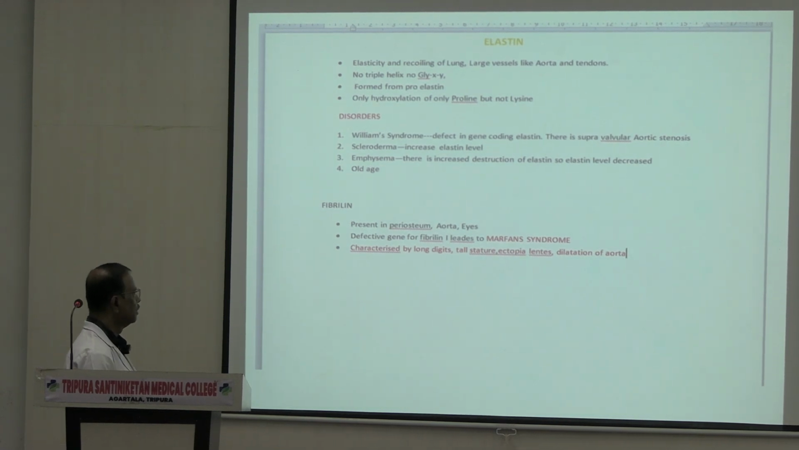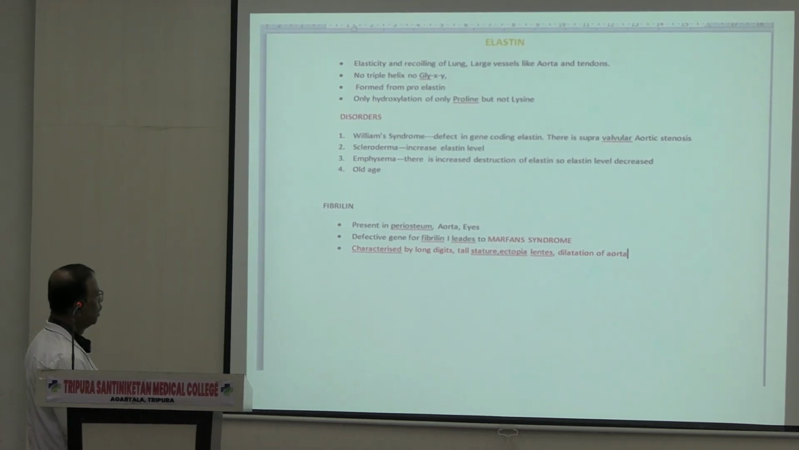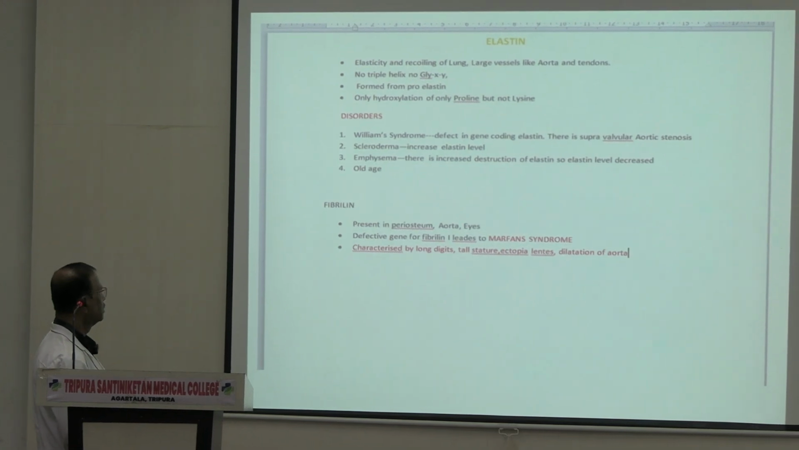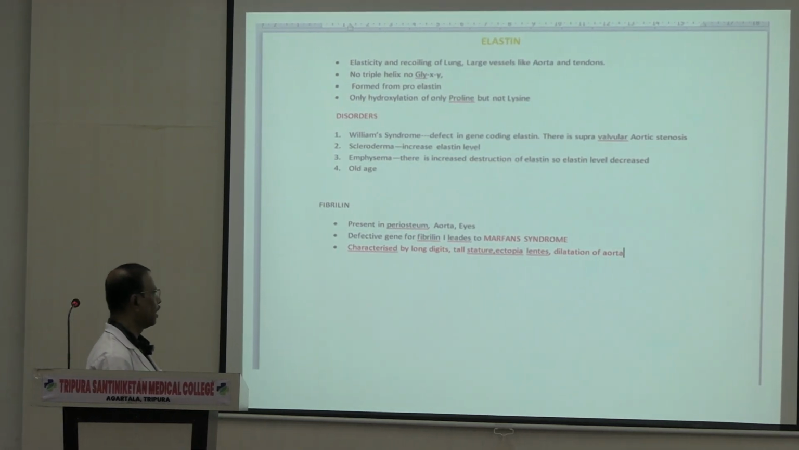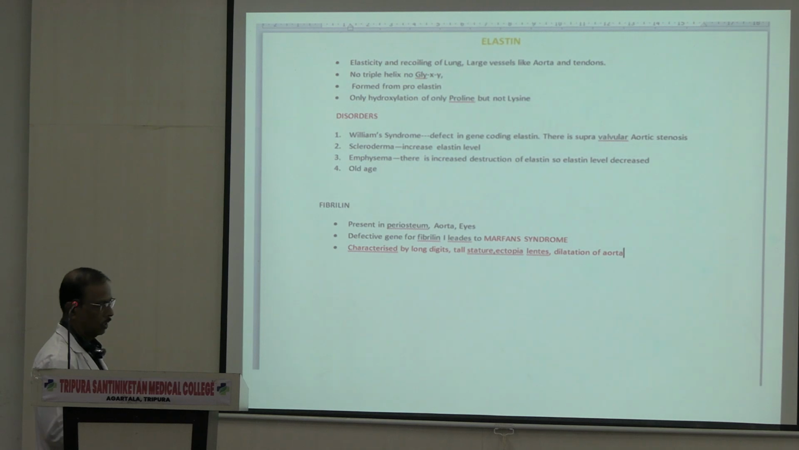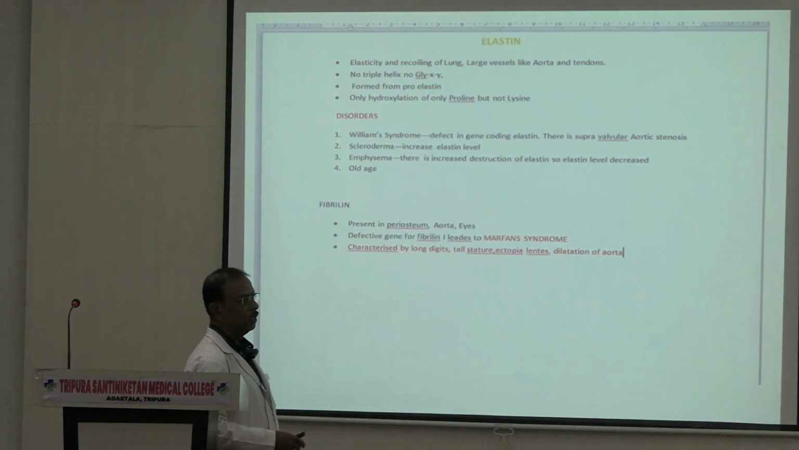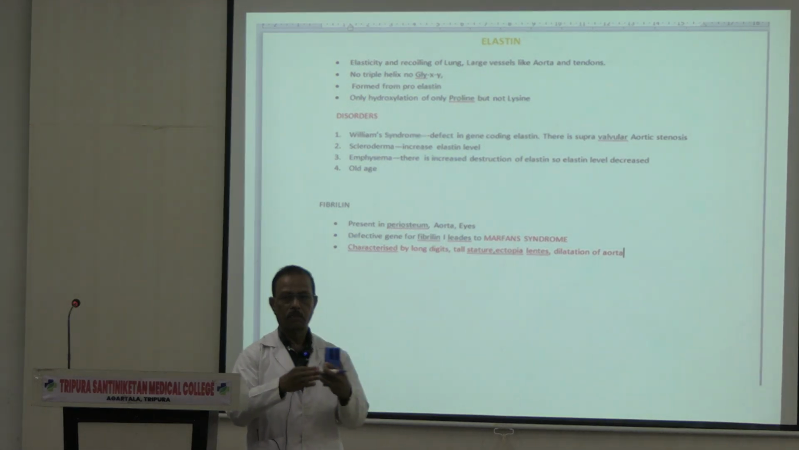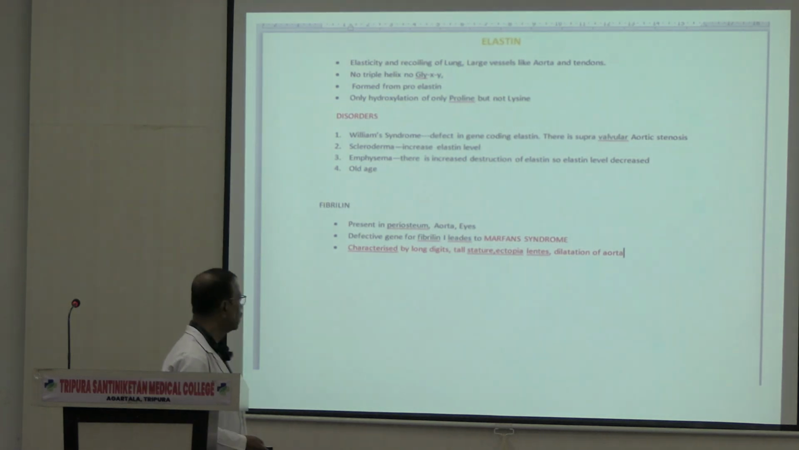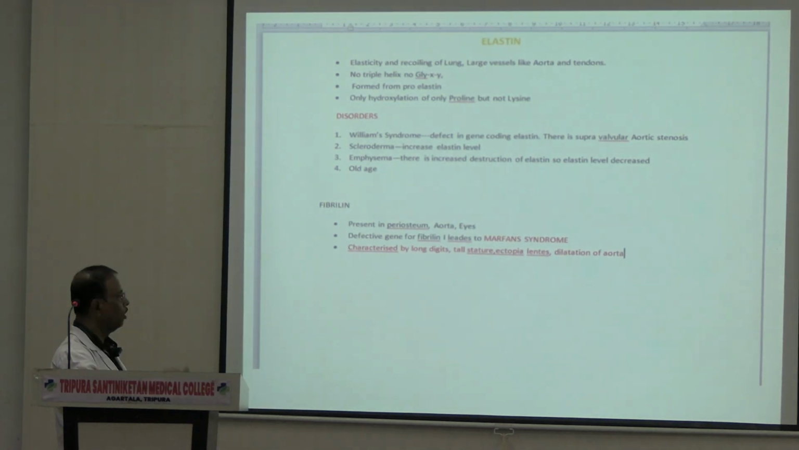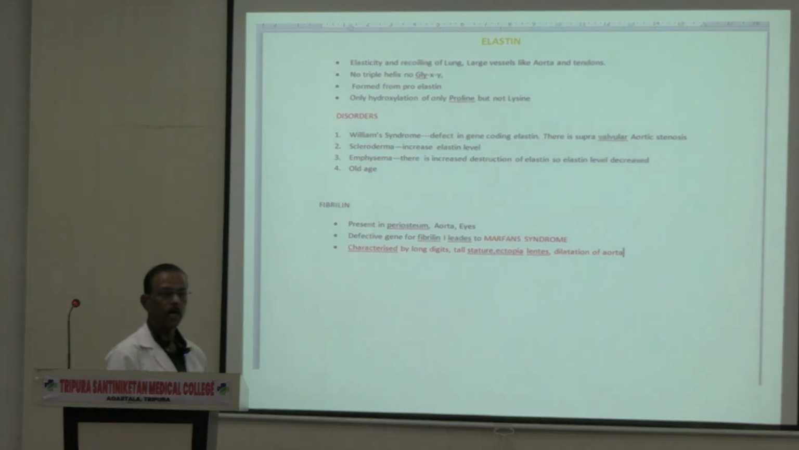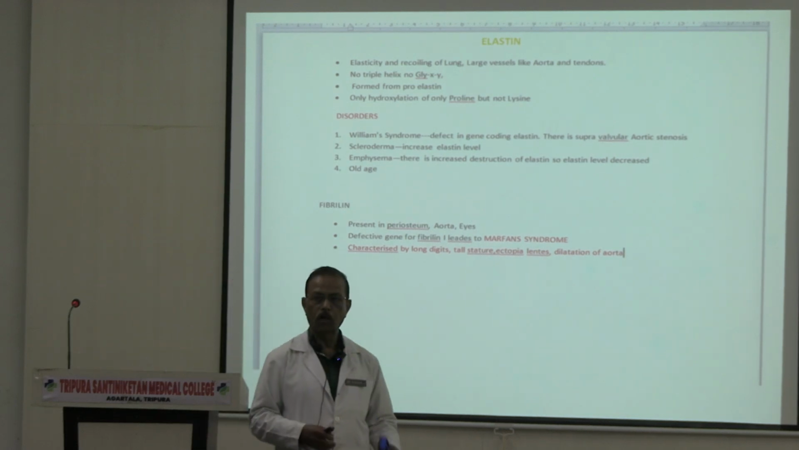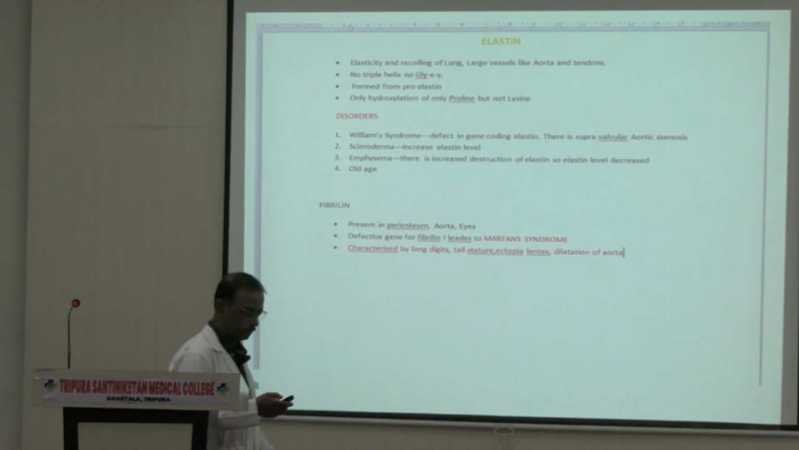Now fibrillin, it is present in periosteum, aorta, eyes. Defective gene for fibrillin 1 leads to the Marfan syndrome. Marfan syndrome is characterized by long digits. Fingers are very long. Long digits, tall stature, very tall. Then ectopia lentis, defective lens, dilatation of the aorta. Fibrillin is present in the aorta also. So there will be dilatation of the aorta.